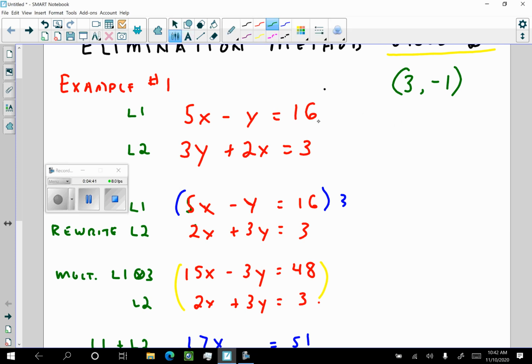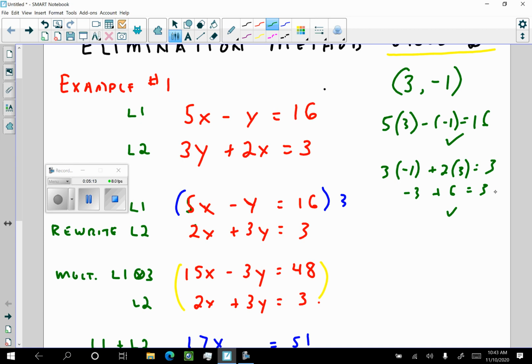I'm going to put the point into L1. So it's going to be 5 times 3 minus negative 1. Does that equal 16? 15 plus 1, check OK. Put it in L2. The original L2 had the 3y first. So 3 times negative 1 plus 2 times 3, does that equal 3? Well, this is negative 3 plus 6, which does indeed equal 3. Check OK. So this is indeed my solution.